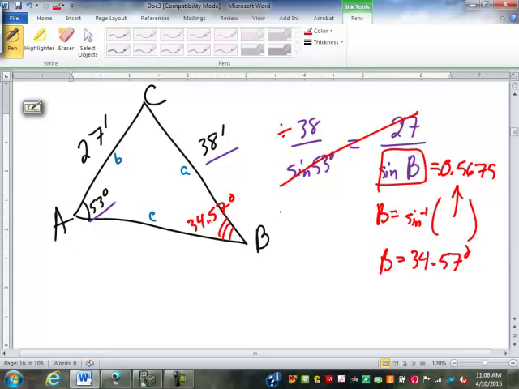It makes sense that this angle would be smaller than this one because this side is smaller than that one. Smaller angle, opposite smaller side. Smaller side, opposite smaller angle. However you want to look at it. Now, to find the third angle, what do we do?